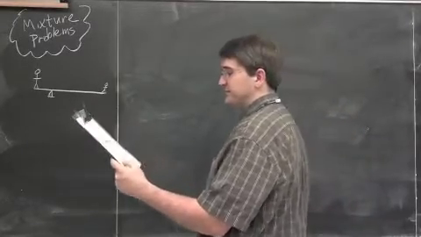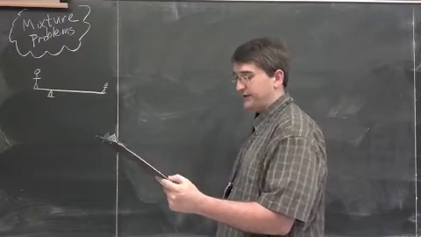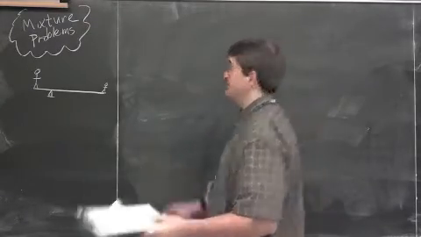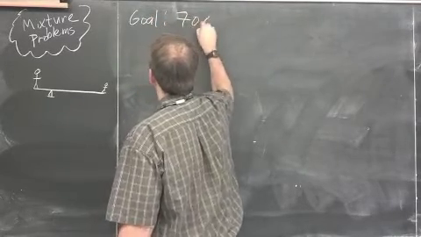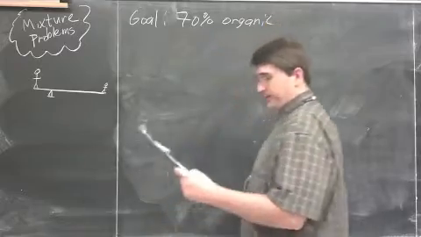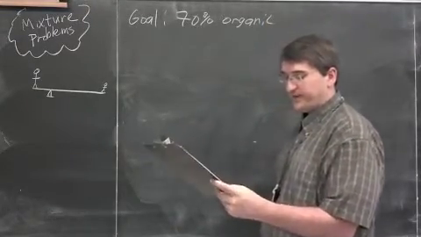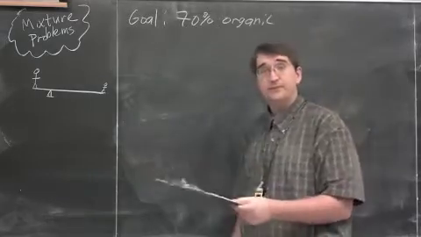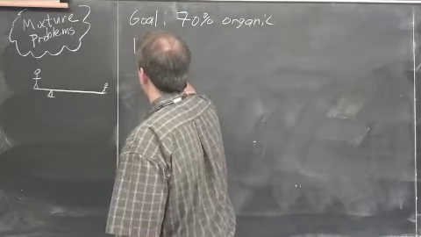USDA regulations state that in order for a product to be advertised as made from organic materials, it must be at least 70% organic. So we know we have a goal. 70% organic. An orchard owner grows both organic and non-organic apples. He has a 1,000-gallon tank that is filled with 50% organic cider. So 1,000 gallons.